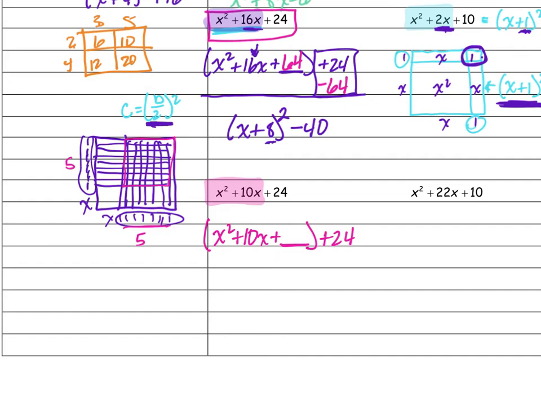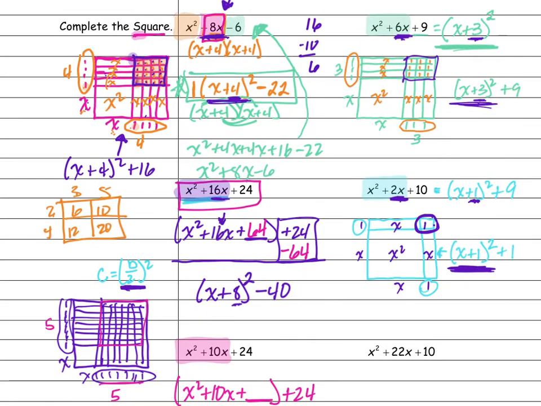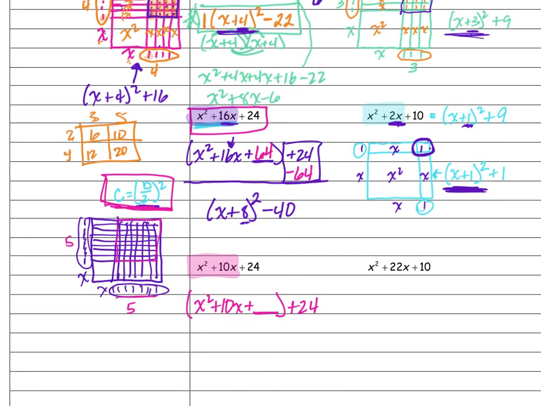Okay, so let me go back up here. I had 4 on this side and 4 on this side. I didn't have 8 little ones. Remember, what am I doing? I'm taking that B, I'm dividing it by 2, and then I'm squaring it. Dividing it by 2 is 5. You got that part right. But then I have to square it.